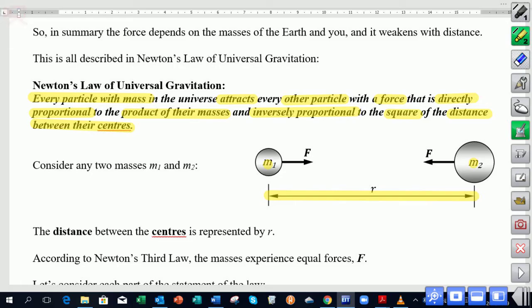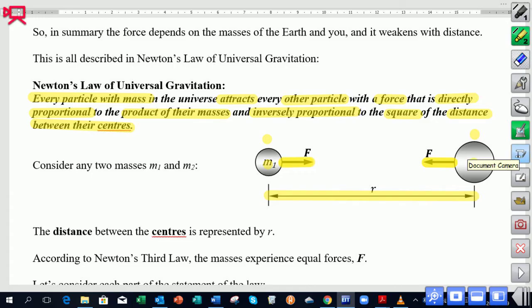The other important thing I'll say again is that each mass experiences the same gravitational force. So if this was the Earth and that was the Moon, the force that the Earth exerts on the Moon is exactly equal to the force that the Moon exerts on the Earth. And that's according to Newton's third law.